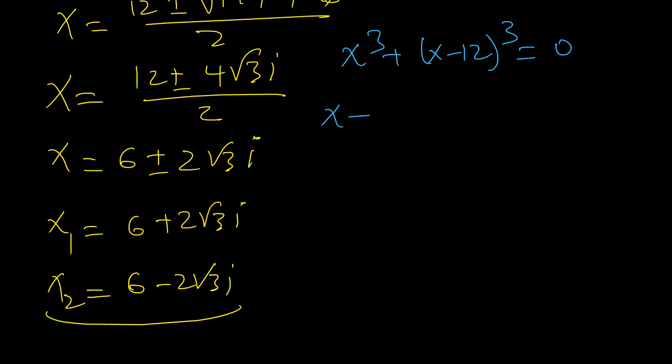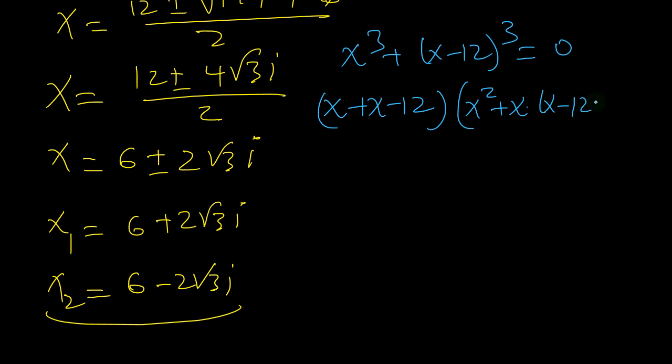So this is going to be, actually, x plus x minus 12, which multiplies x squared plus x times x minus 12 plus x minus 12 squared, and this is equal to 0.